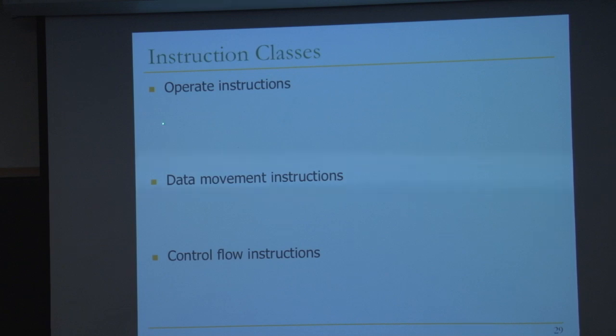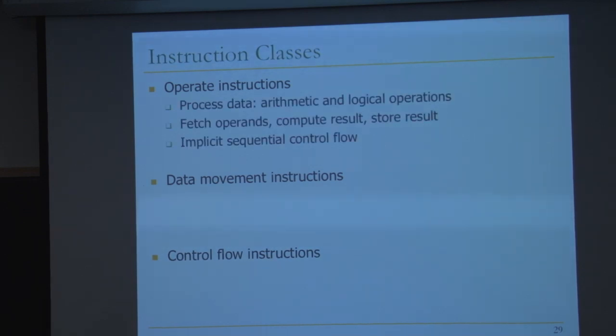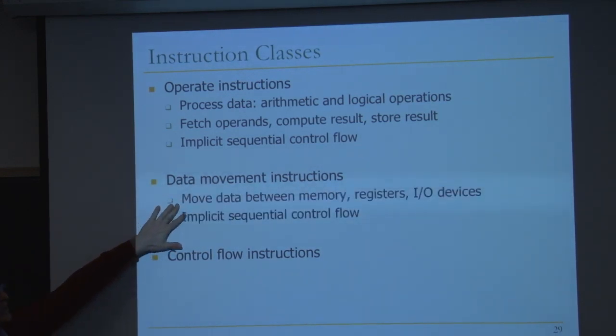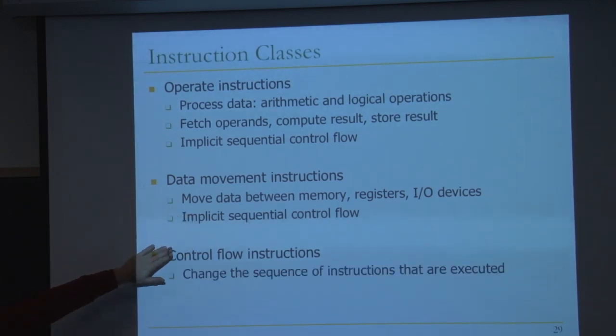But there are also instruction classes, and the ISA specifies instruction classes also. Operate instructions, I'll go through these relatively quickly. This is part of your reading too. Operate instructions process data. They could be arithmetic or logical operations. Basically, they fetch their operands, they compute the result, and store the result. And the control flow is implicitly sequential in a sequential ISA between them. There are also data movement instructions that move data between memory, registers, and I/O devices. And again, the control flow is sequential between them and between operate instructions.